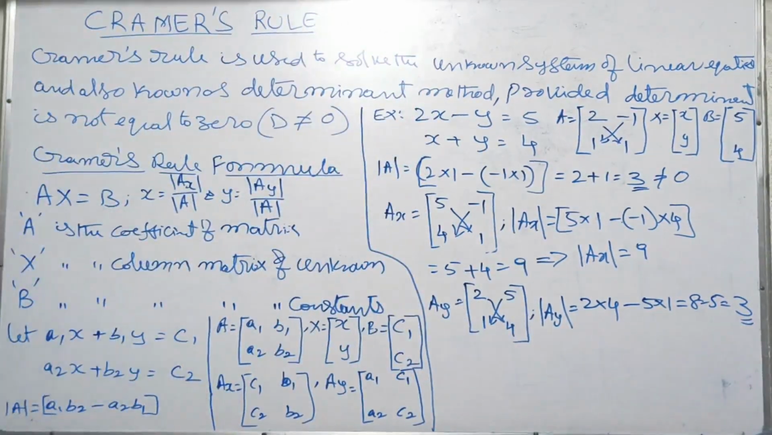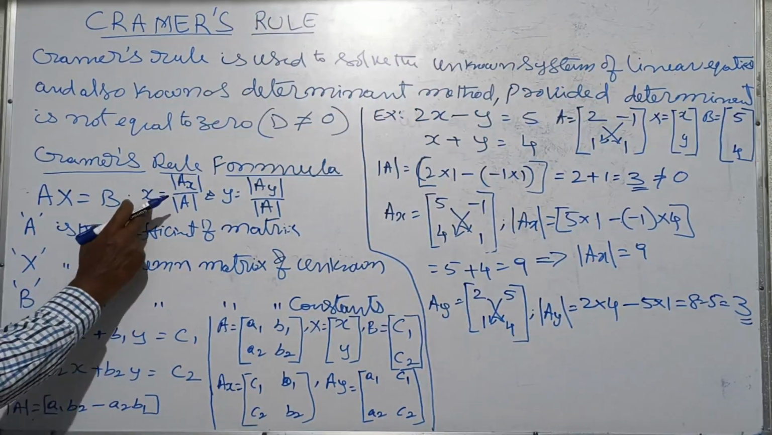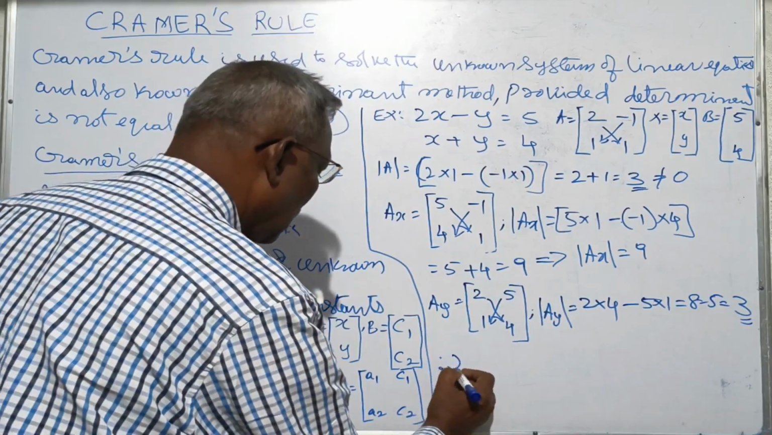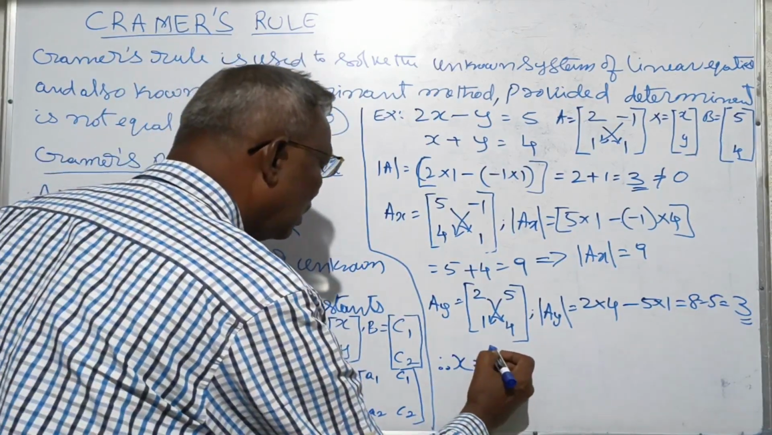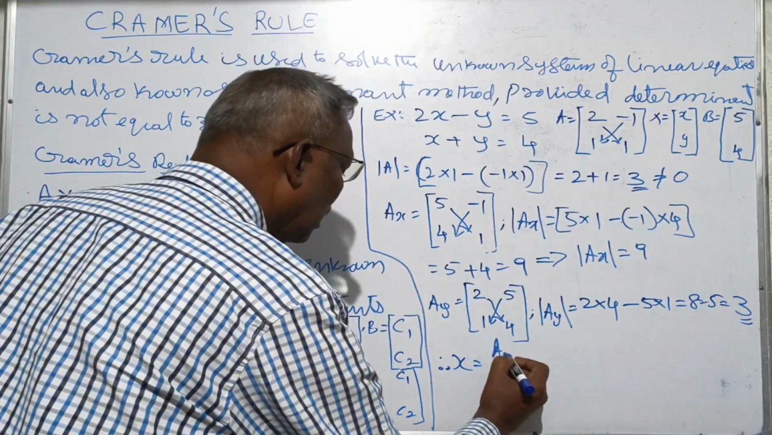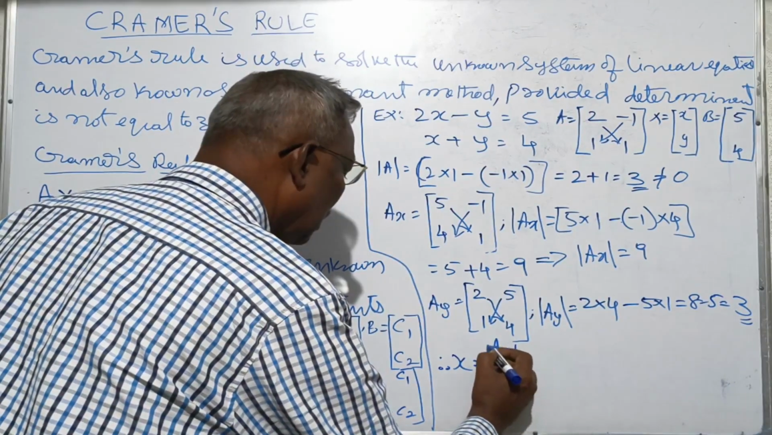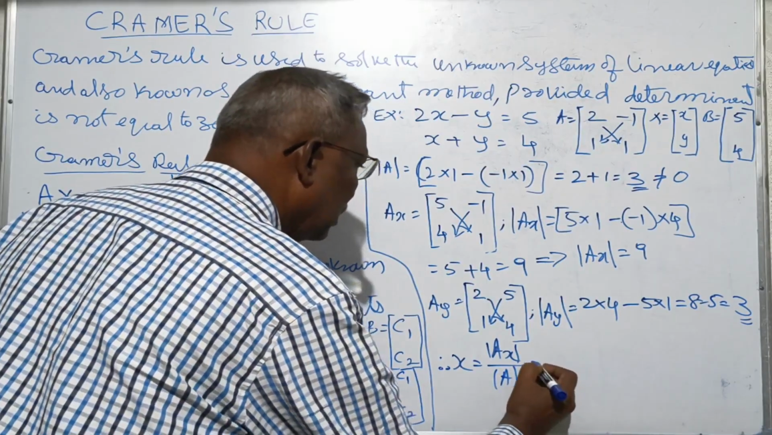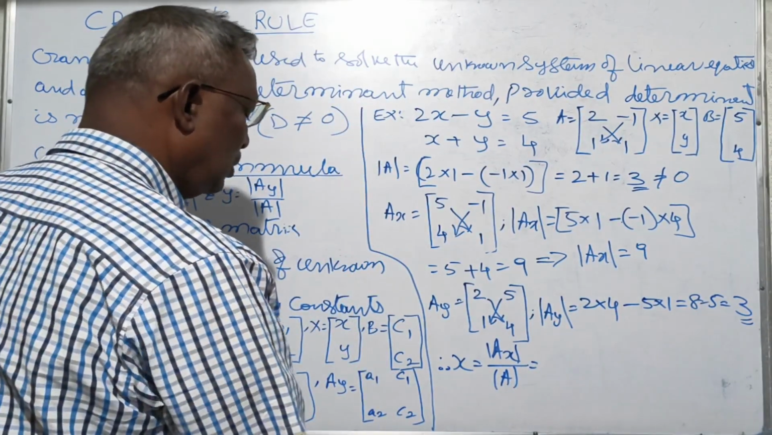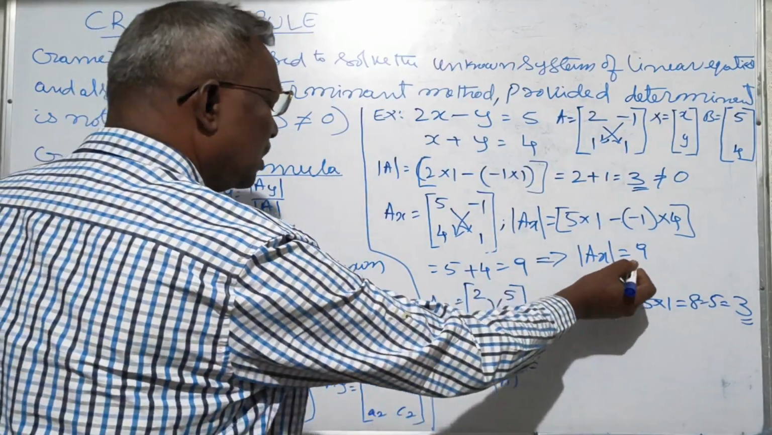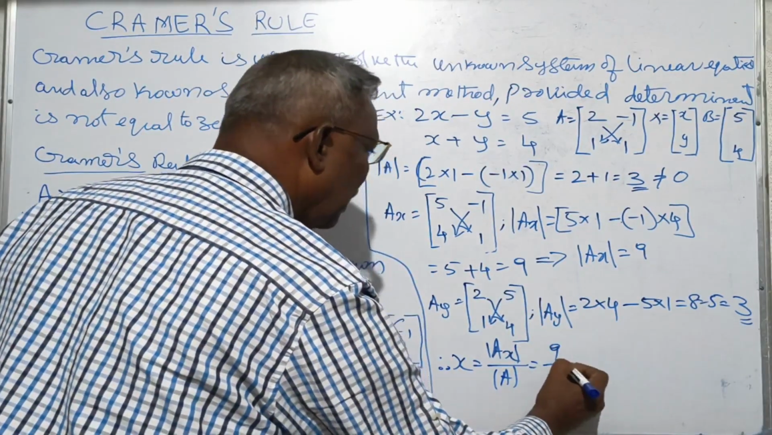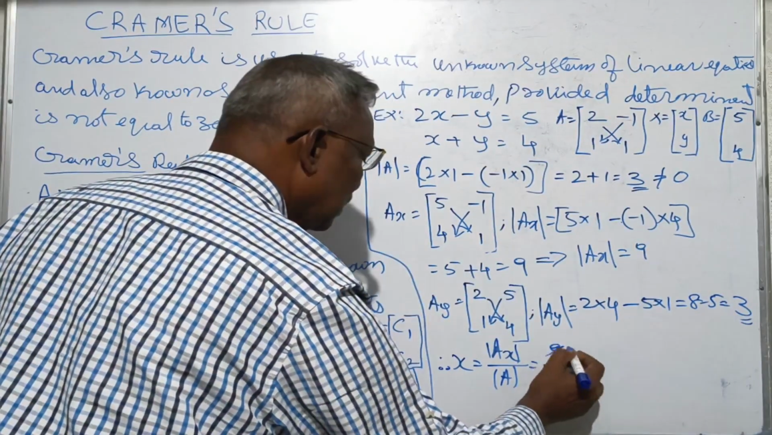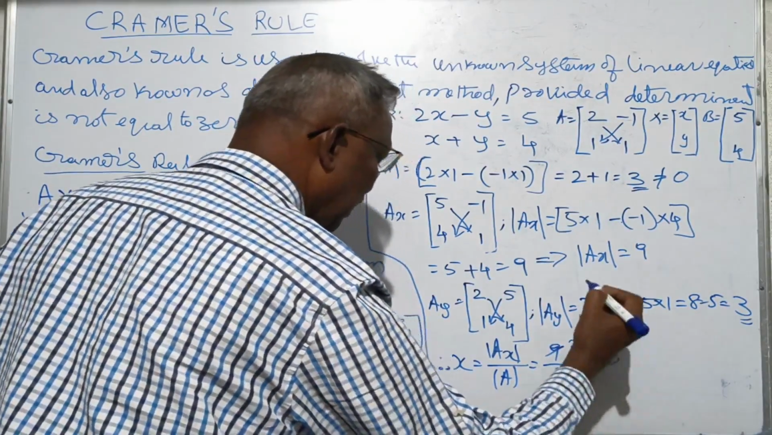Now you can find the x value and y value. So therefore x is equal to determinant of AX by determinant of A, that is equal to determinant of AX, how much? 9, by determinant of A, 3. 3 threes are 9, that is equal to 3.